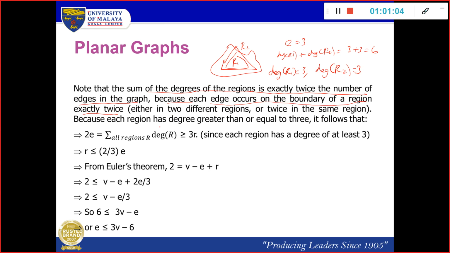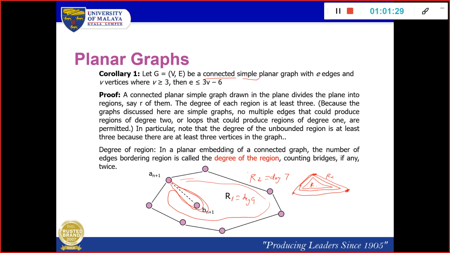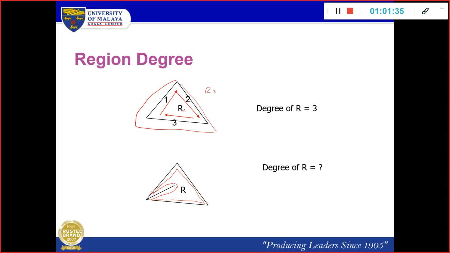Because each region has a degree greater than or equal to 3, it follows that 2 times edges is equal to the summation of all region degrees, which is at least 3R, since each region has a degree of at least 3. So if you put in Euler's theorem, you get E is less than or equal to 3V minus 6. Corollary 1 is used to prove that E is less than or equal to 3V minus 6.